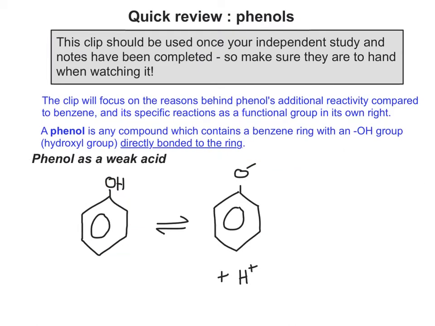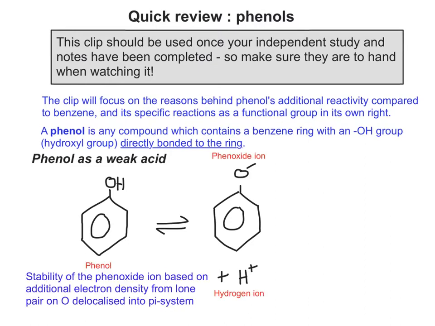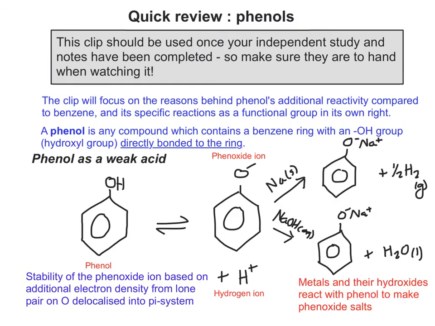So phenol can also act as a weak acid. So if we go back briefly to the bonding in phenol, you remember that it's got additional electron density from the lone pair on the oxygen delocalized in the pi system. This makes the phenoxide ion more stable than would otherwise be expected. So metals and their hydroxides can both react with phenol to make phenoxide salts. In this case, we're making sodium phenoxide.